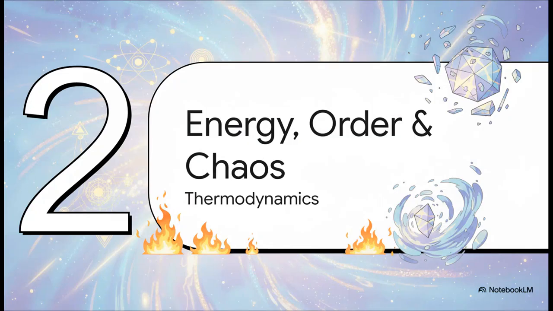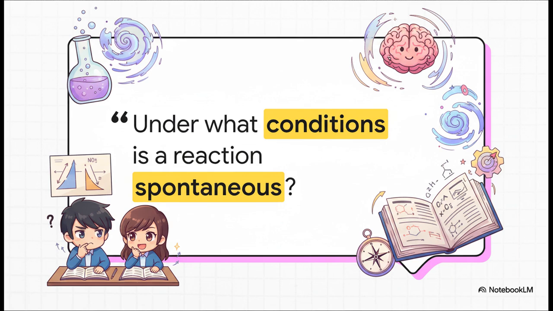Okay, so we've got the atom's structure down. Now let's see what happens when they start interacting. Welcome to section 2, thermodynamics. And look, this isn't just about heat. This is about the fundamental rules of the universe, the rules of energy and chaos that decide whether a chemical reaction is even possible.